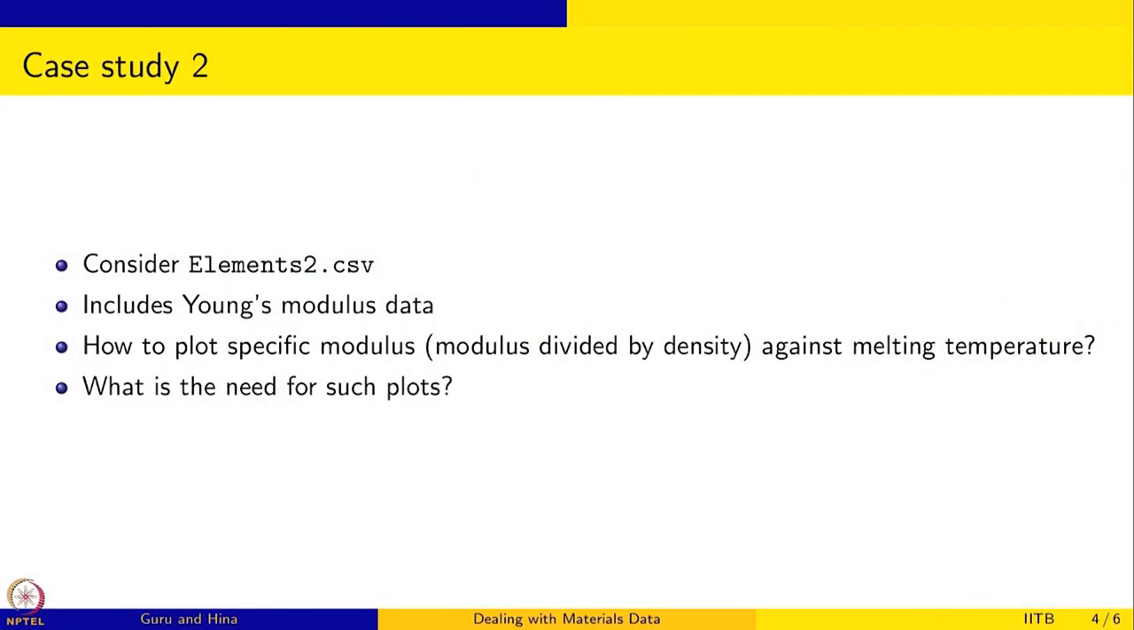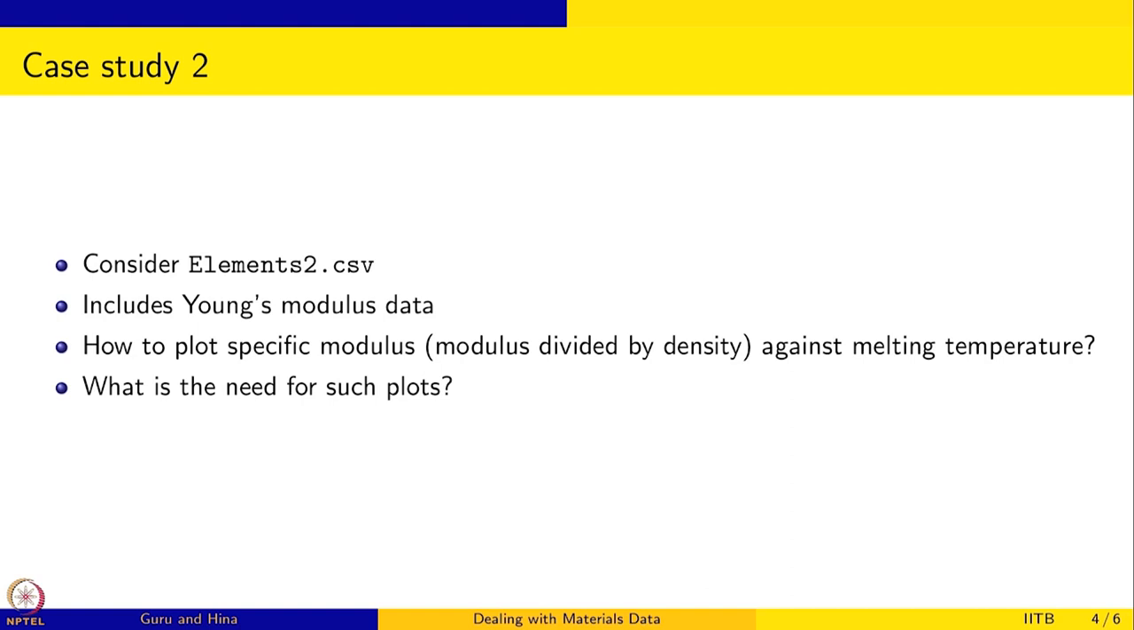And then the second case study is to consider another data set. It is the same as the elements data set, except that it now also has the Young's modulus data. Once you have Young's modulus data, we want to know how to plot specific modulus, that is modulus divided by density, against the melting temperature. Previously we just took two columns and plotted, but now we want to do some algebraic manipulations on the columns, and plot such modified data.